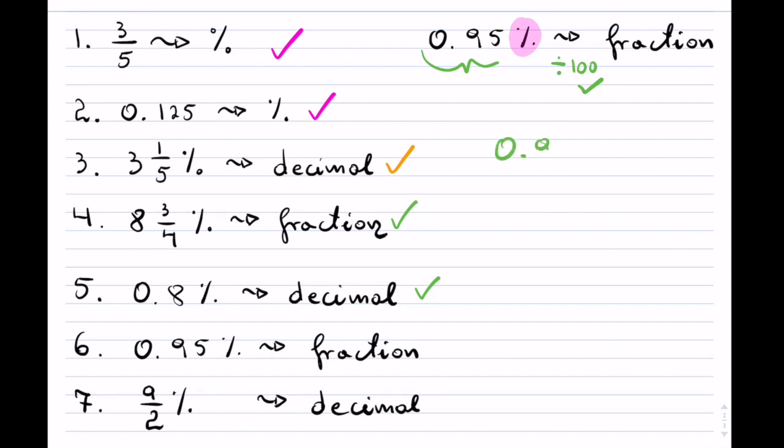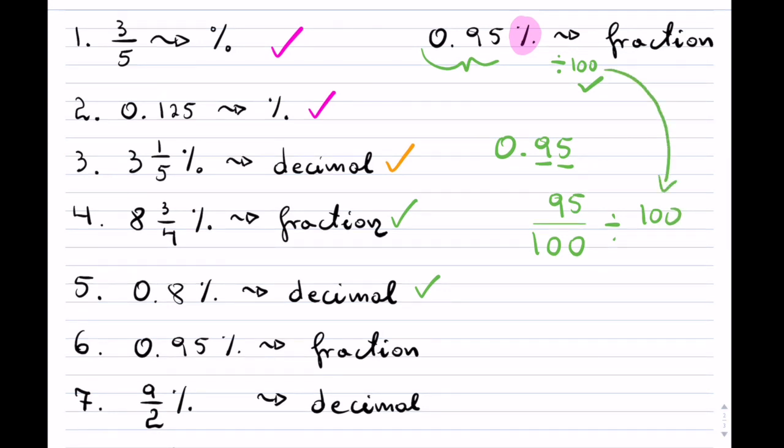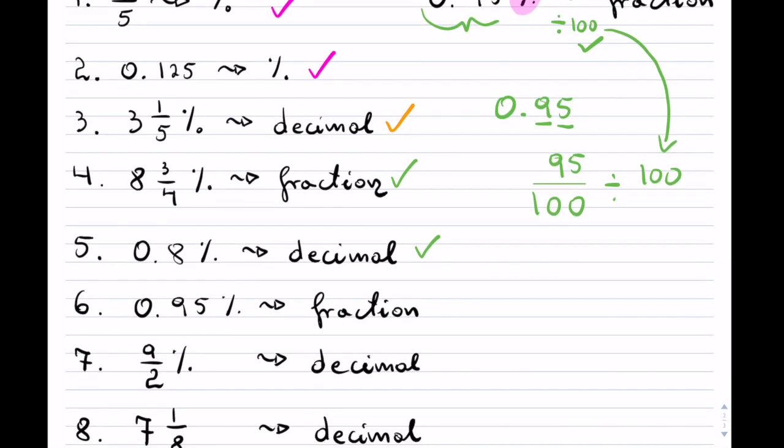So 0.95 as a fraction is 95 hundredths. And now this is going to be divided by 100 because I want to change it to a fraction from a percent. Okay, so let's try it. So we have 95 all over 100. Division is multiplication by its reciprocal.